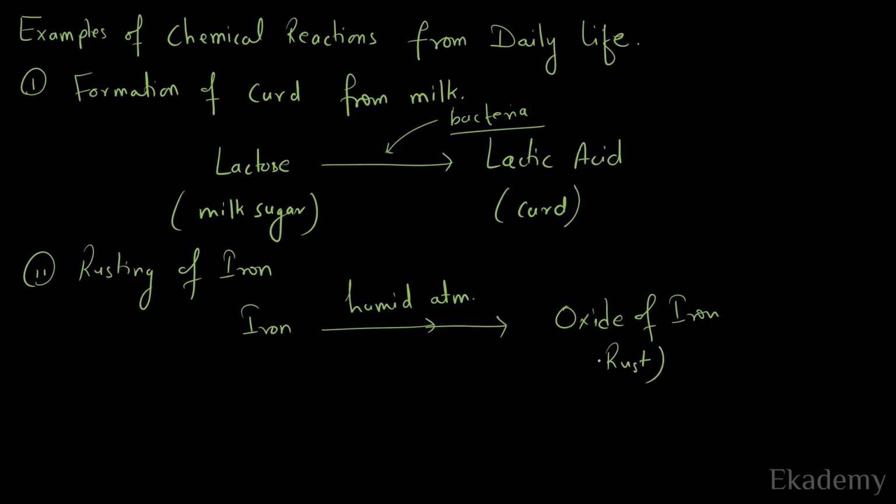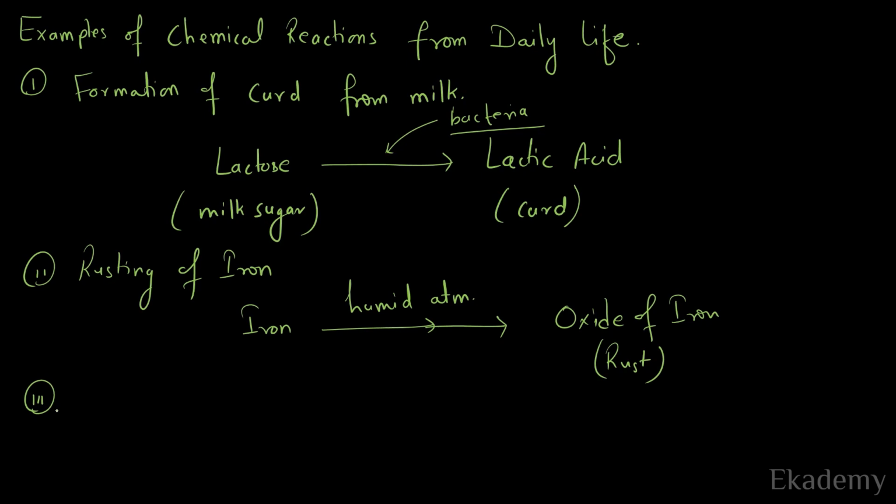It is brown in color, very brittle, and iron, which is very shiny and very strong. Now we can see that the initial substance, which was iron, is completely transformed into a new substance, which is oxide of iron or rust, and hence again it is an example of chemical reaction.